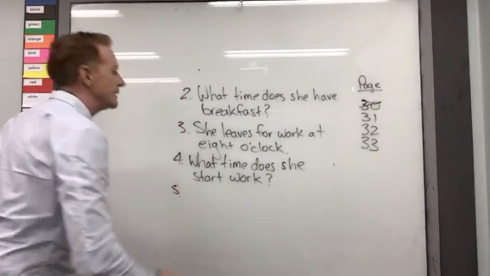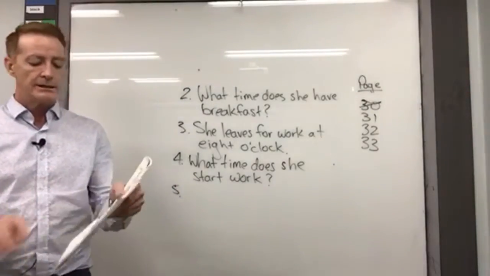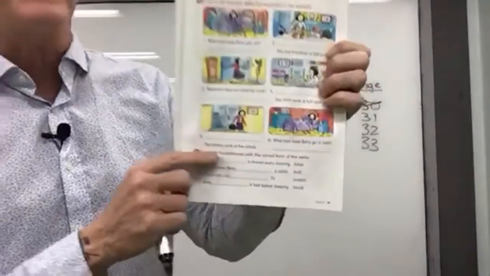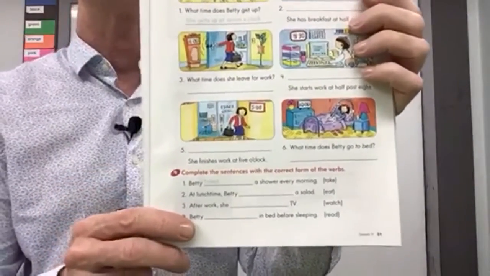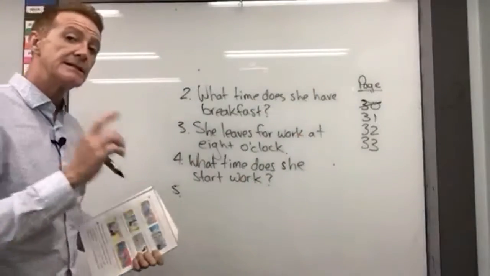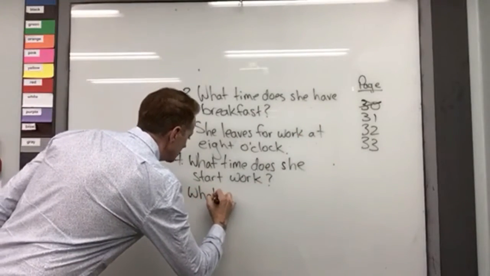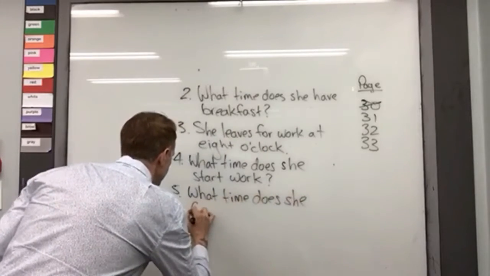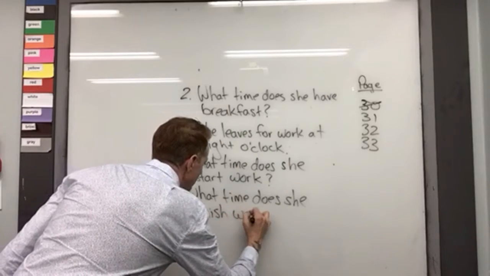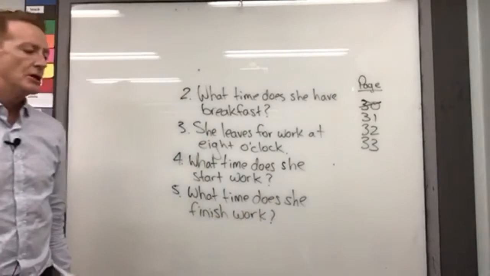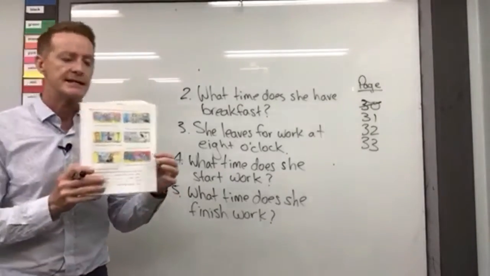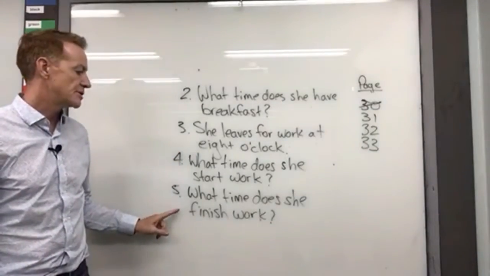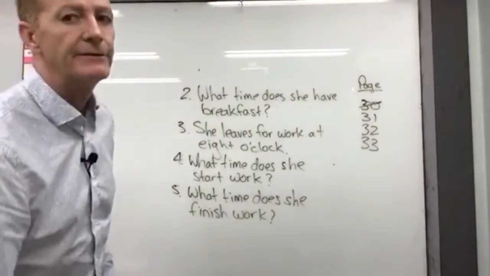All right, number 5. Again, we have to make a question. The answer is, she finishes work at 5 o'clock. So we have to make a question. So what time does she finish work? Question mark. What time does she finish work? The answer is here. She finishes work at 5 o'clock. So what time does she finish work? She finishes work at 5 o'clock.